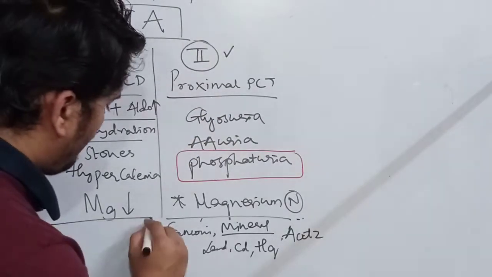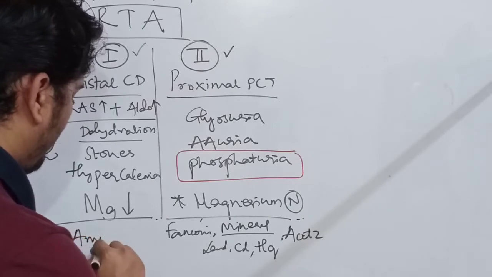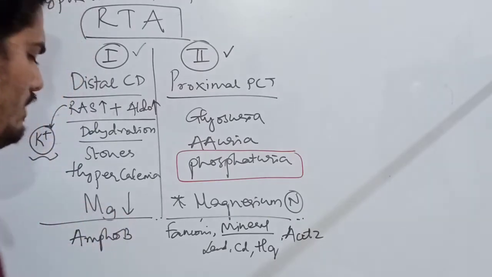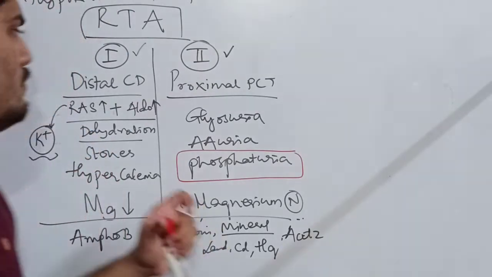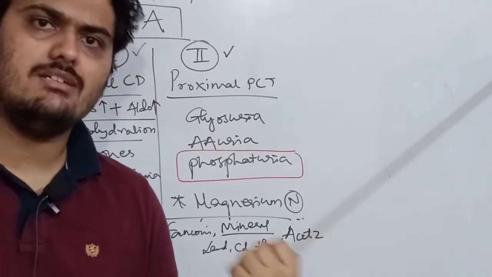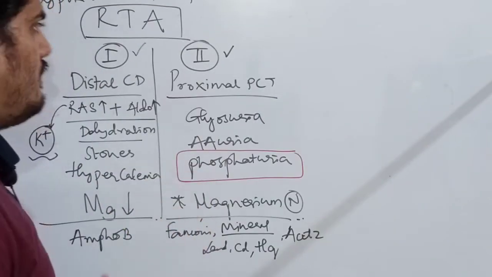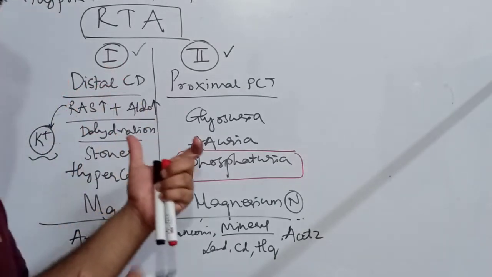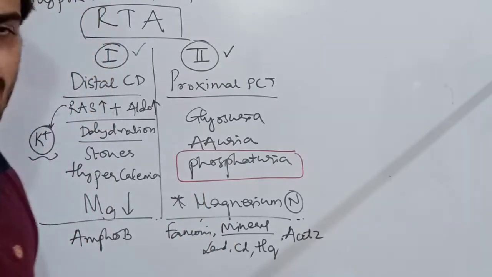Then what is the important cause for RTA type 1? Here the point to remember is amphotericin B. So amphotericin B is a very important drug which will cause RTA type 1. So there are many important causes of RTA type 1 and type 2. You'll understand in the next slide. So this much is a very important and brief explanation regarding RTA and differentiating RTA with respect to MCQs.